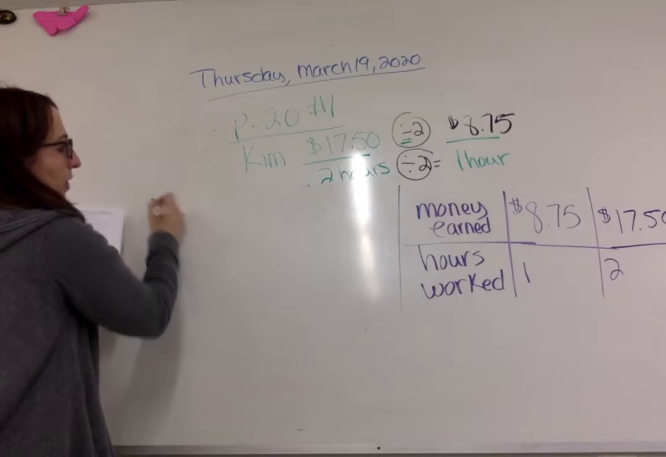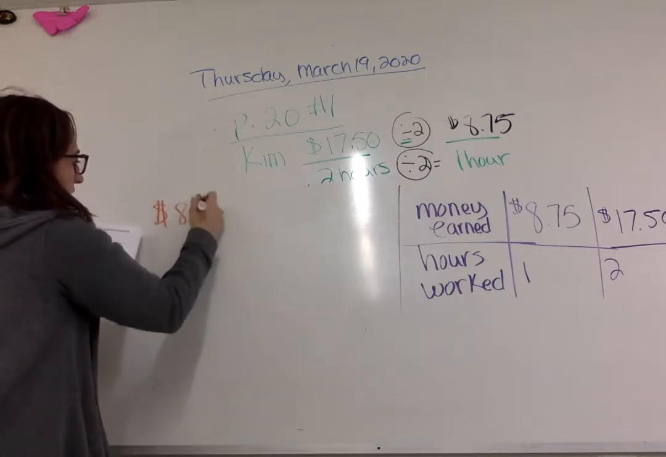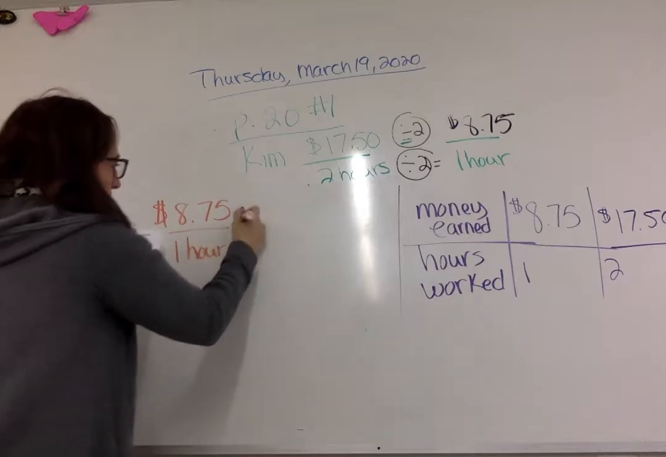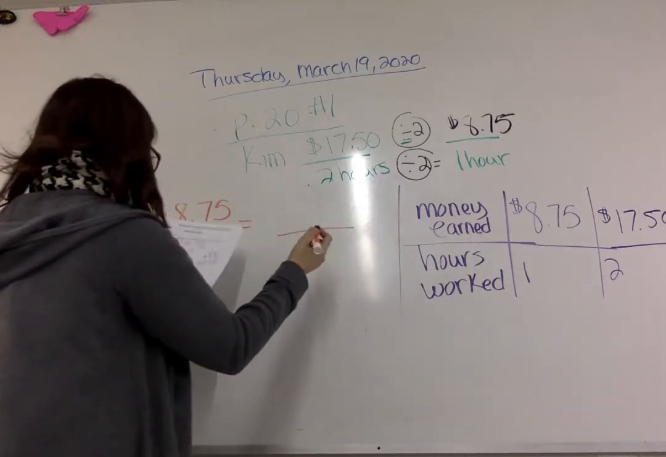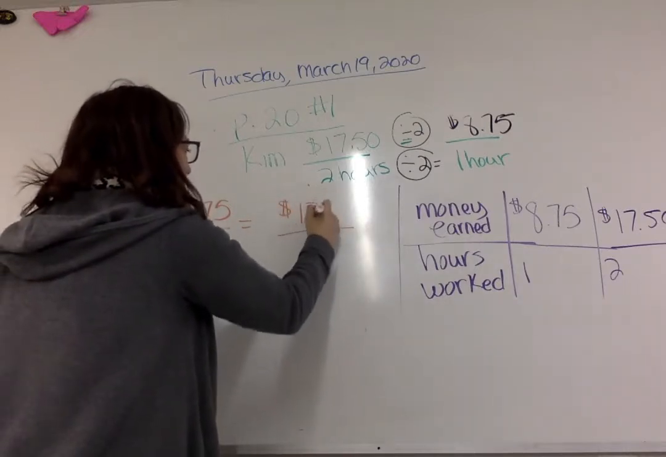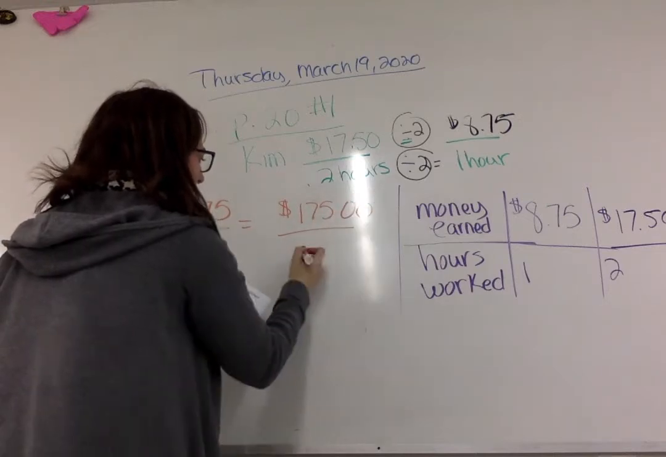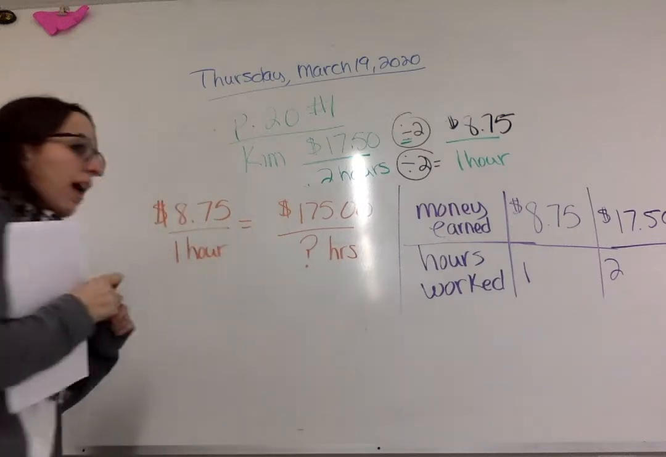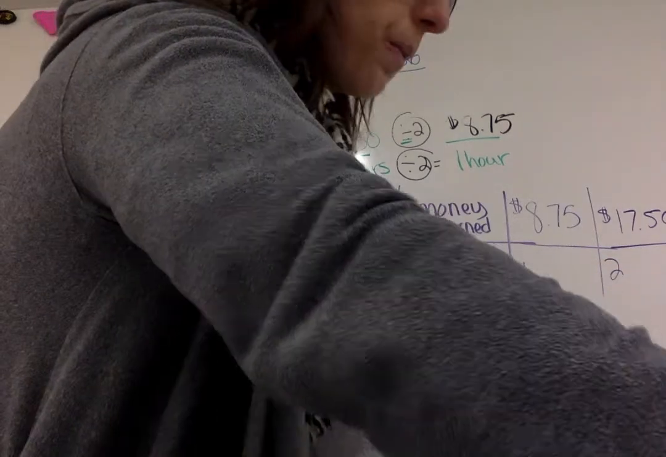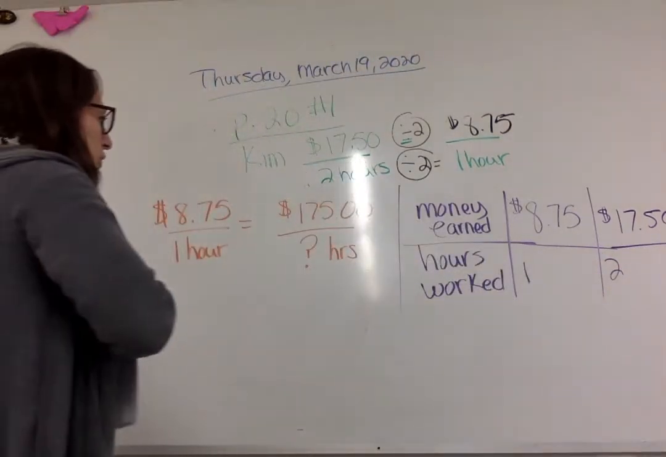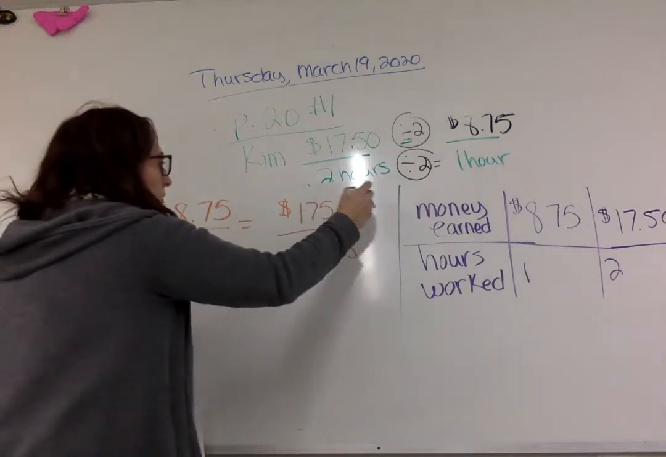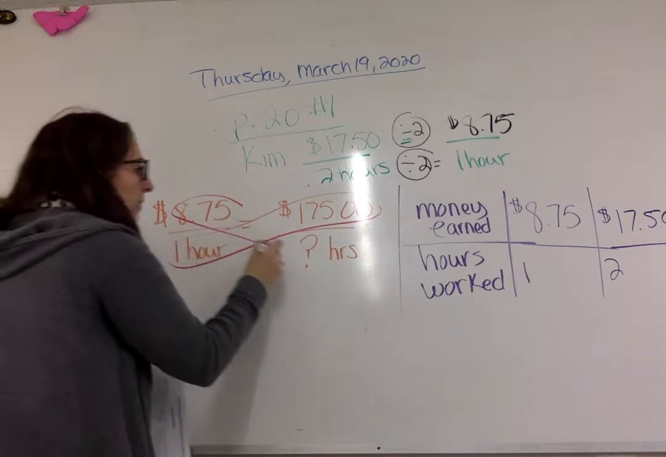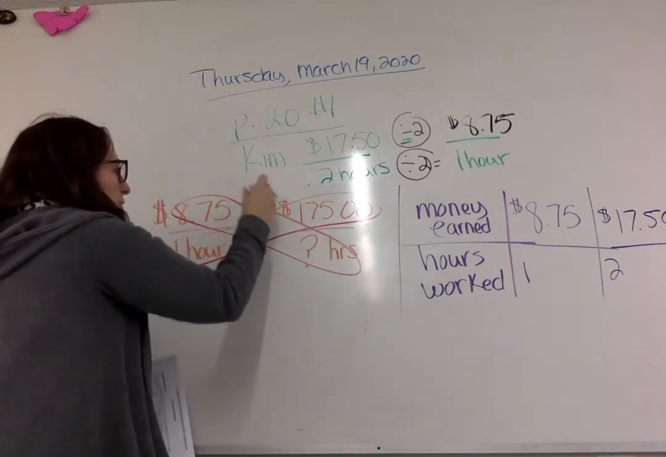We already know that it's $8.75 for 1 hour. So I need to know if she earns $175, how many hours of work will she have? So the strategy we've been showing you is the butterfly method, cross multiply. I'm going to make my little butterfly.